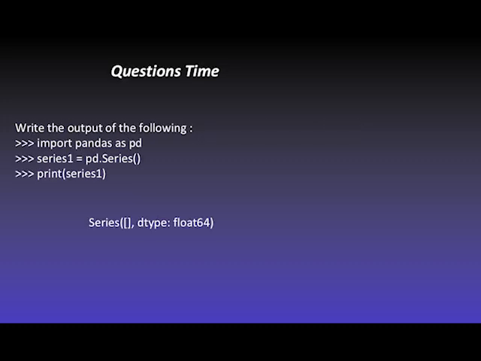Write the output of the following. Import pandas as pd, series1 = pd.Series(). Here we haven't passed anything to the Series function. So what will happen? An empty series will be created. And what will be the output? This will be the output, with the default data type float64.